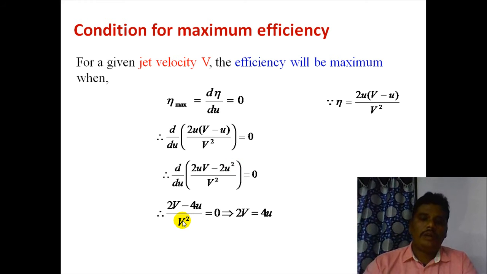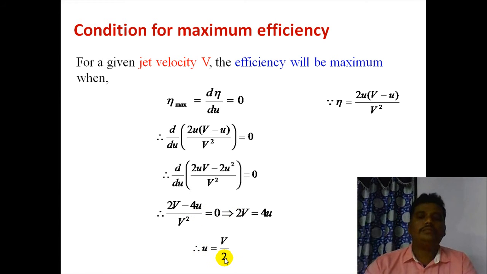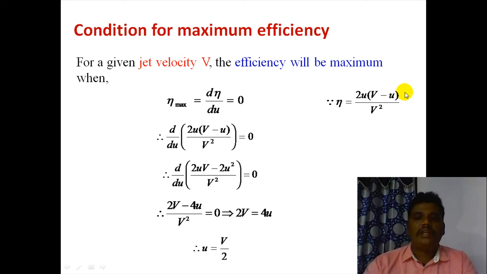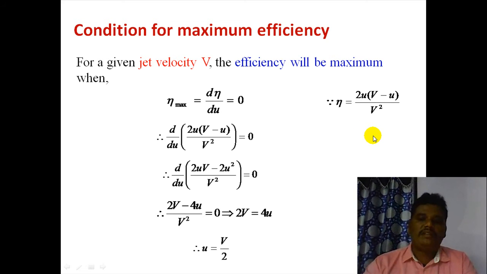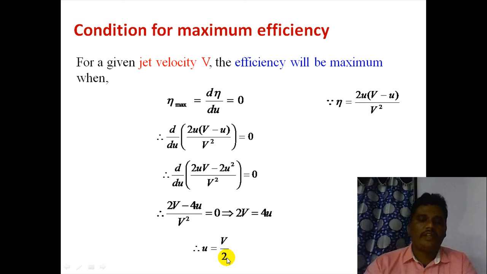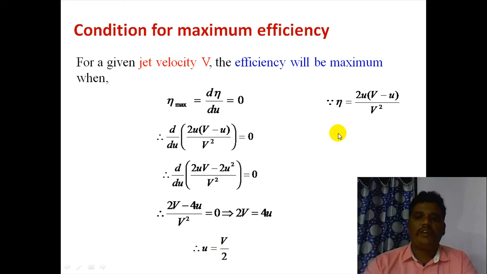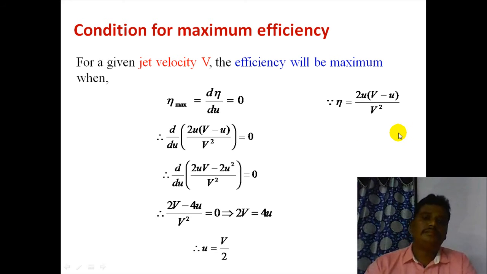Now setting it to 0, 2V minus 4U is equal to 0. That means U is equal to V by 2. Now substitute V by 2 in this equation, and we get eta as 50%. Why? Because U is equal to V by 2, meaning half of the velocity, it loses the energy of 50%.